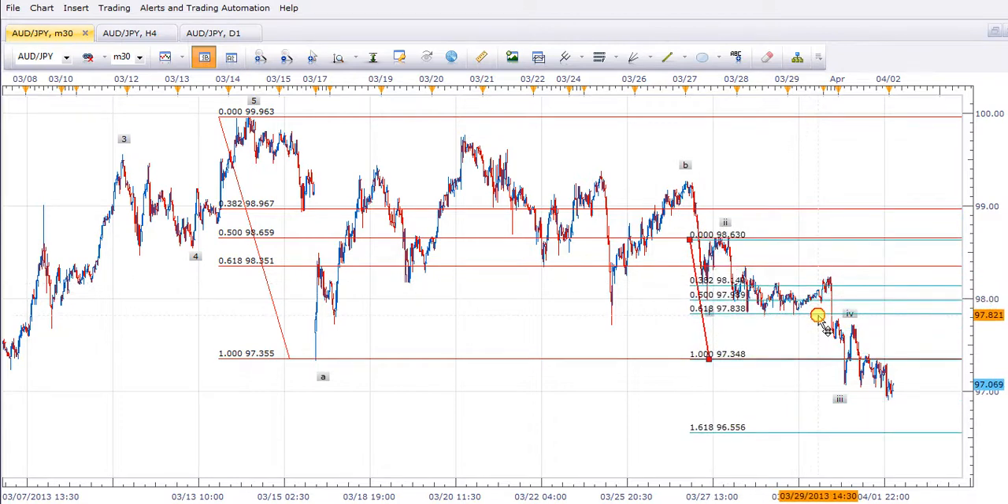The C wave should at least be 100% of the A, of the 1 rather, but it could also be the 161.8 Fib. So we just keep our eyes on this pair to watch what it does in the days to come, but overall looking for price to move lower in these pairs, in the yen crosses.